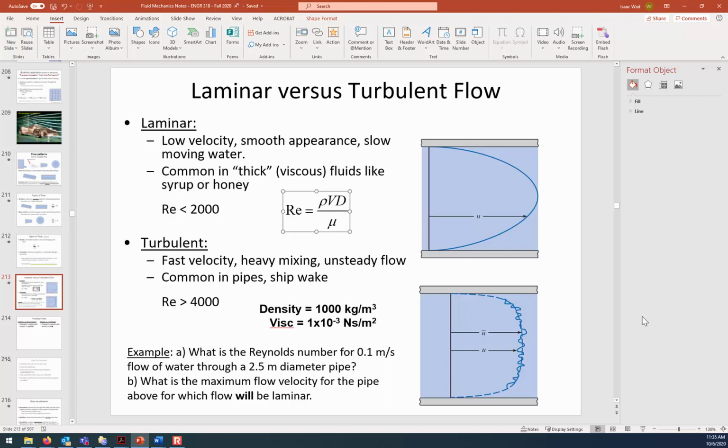So has anybody calculated part B yet? When you do, please put that in the text area there, in the chat.